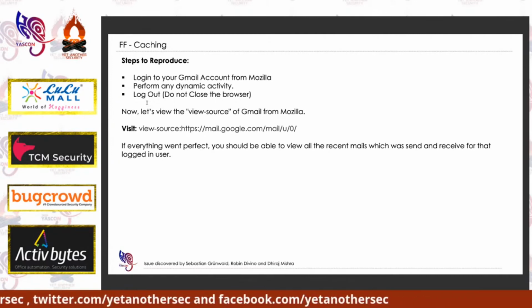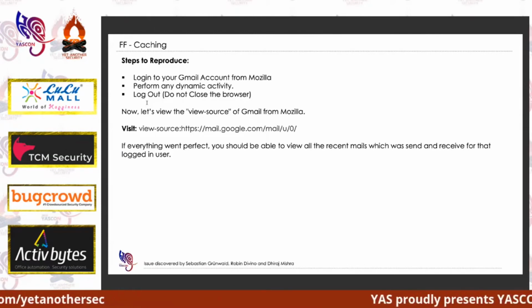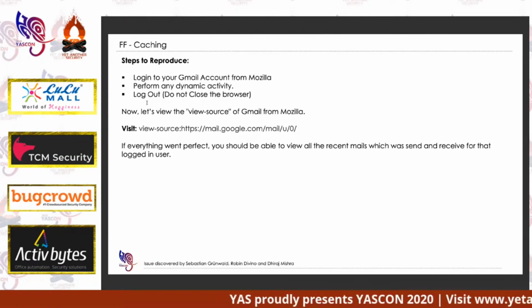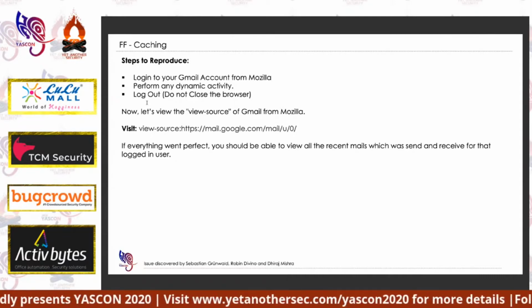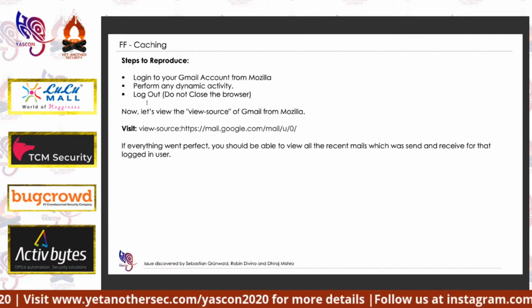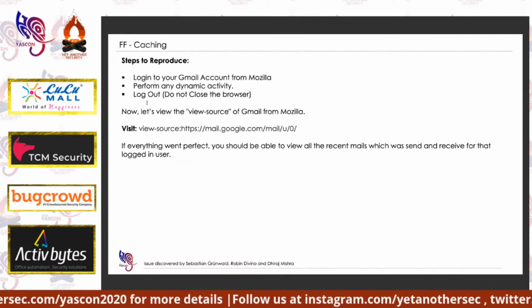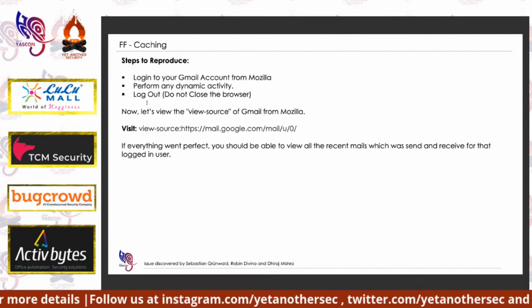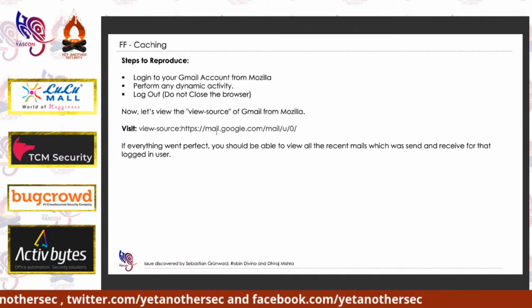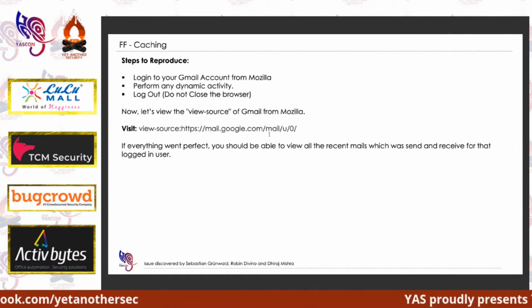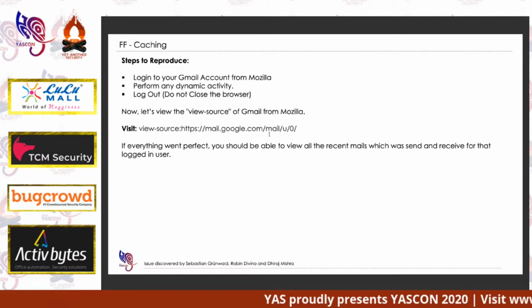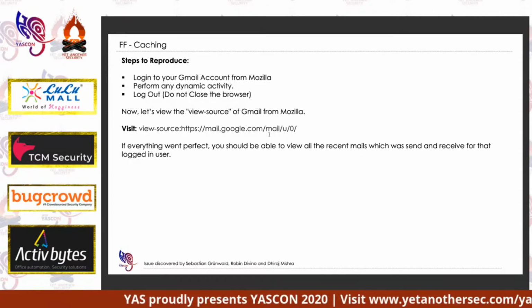There was a caching problem in Firefox itself. So you log into your Gmail account from Mozilla, perform any dynamic activity, like you browse your emails, you send, you receive, you check your spams, and so on and so forth. Log out from mail.google.com or any other application or service which you are using, but do not close the browser. Once you do that, you simply go to view-source of the post-login URL, and you will still be able to find that most of the data which you have been dynamically performing on the application is visible in the source code.